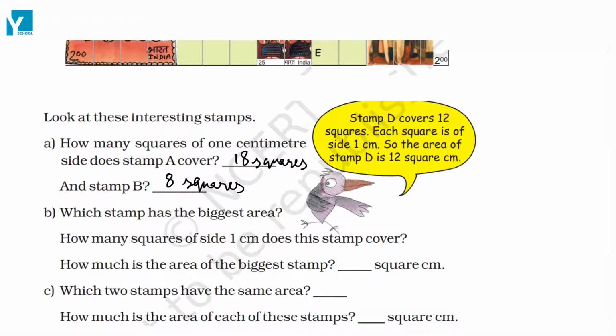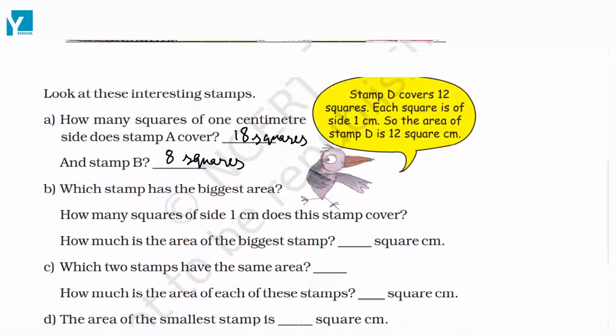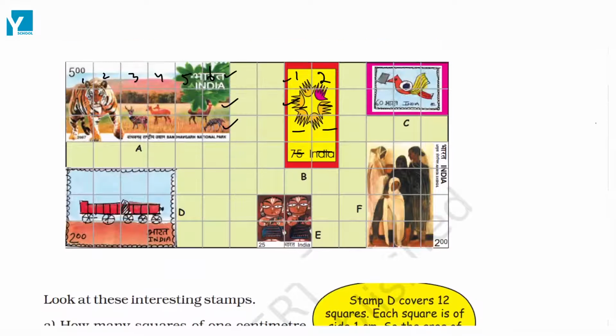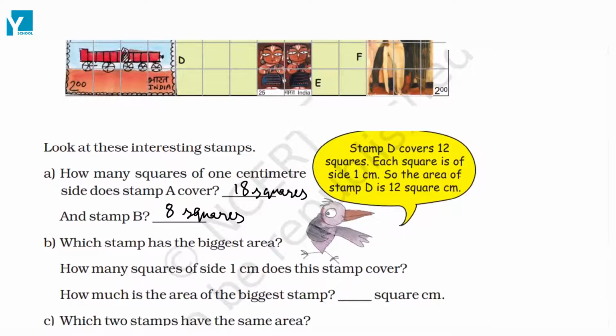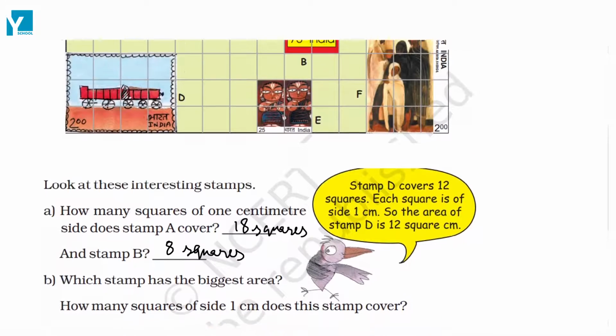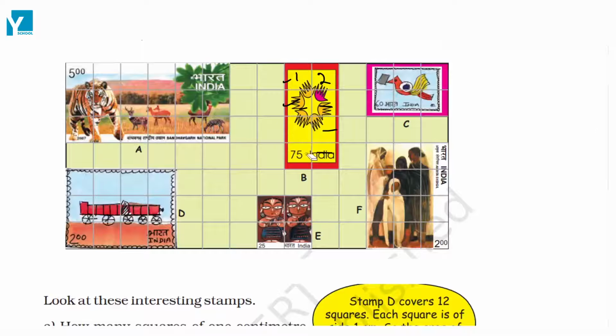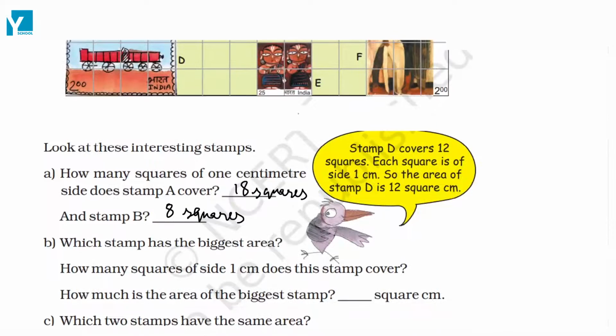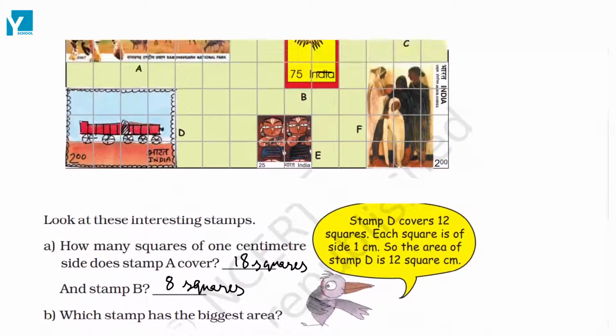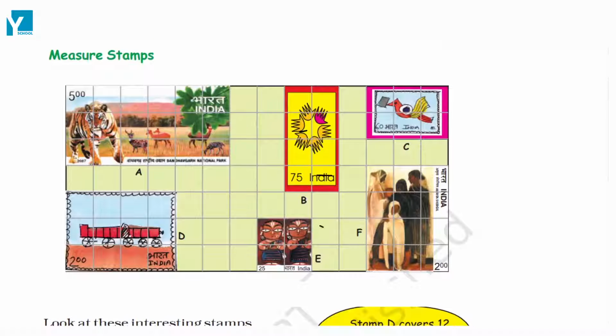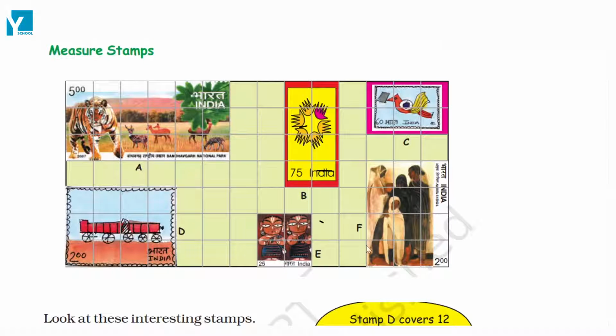Now the next question is, which stamp has the biggest area? So we have calculated that stamp A covers 18 squares and stamp B covers 8 squares. Now we calculate the area for each stamp. Like stamp A is 18 squares and stamp B is 8 squares.